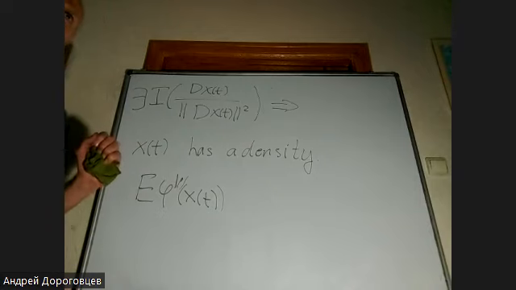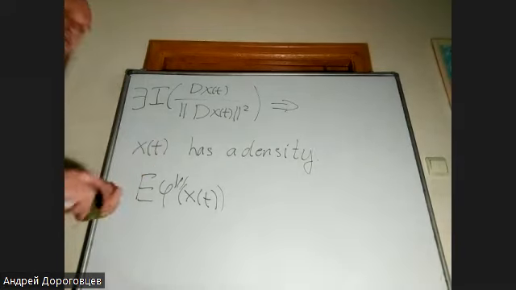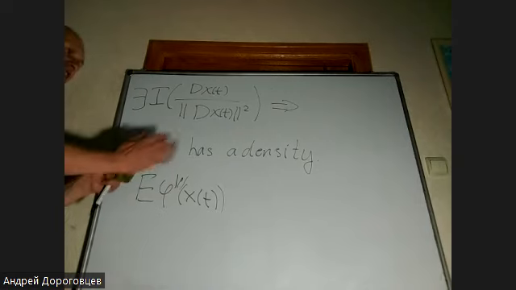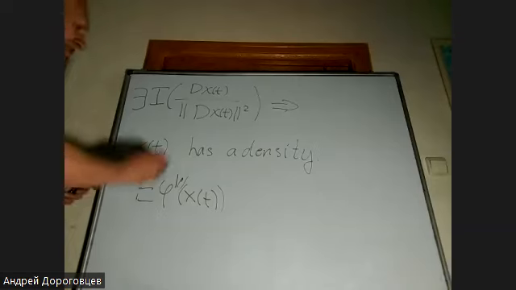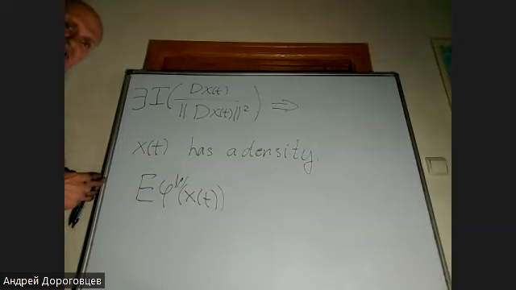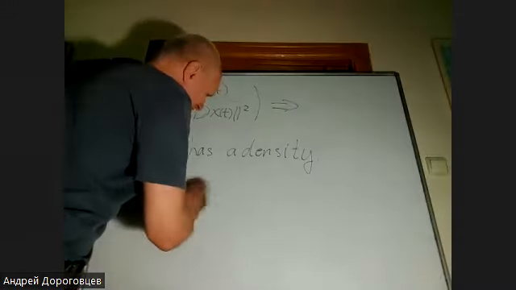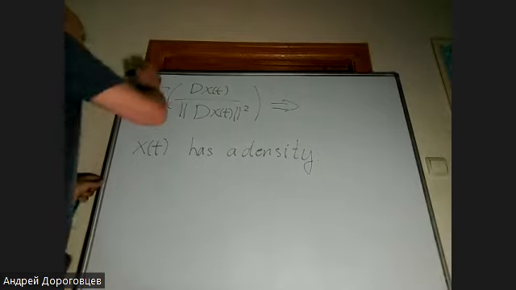This means that due to our stochastic calculus, we will be able to prove that xt has a good density, not only a density, but an infinitely differentiable, smooth density. Now let me recall what this means for partial differential equations.